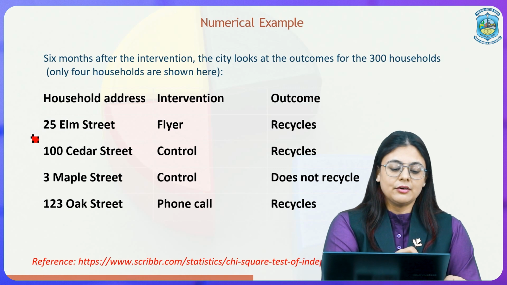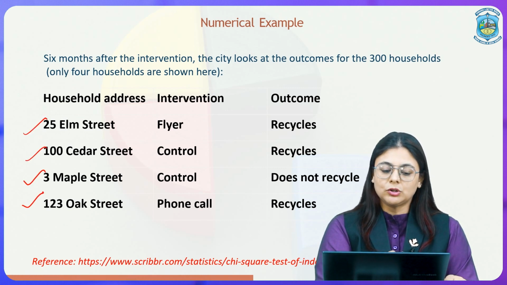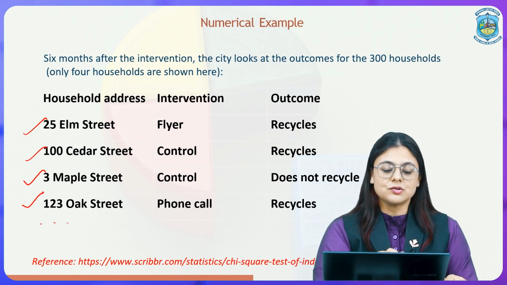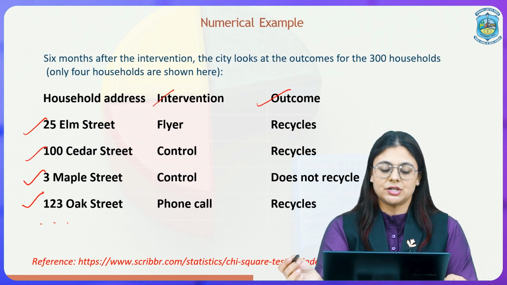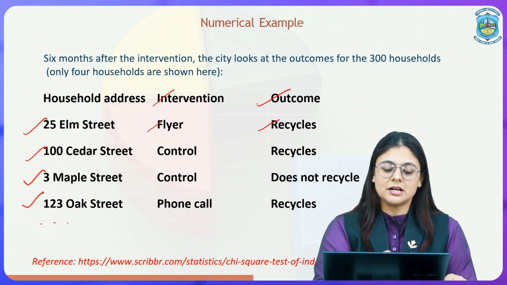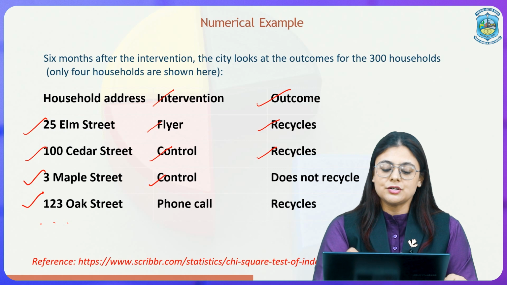Here only 4 households are mentioned. That means only 4 addresses, although we have a list of 300. So, just for the example, we have mentioned 4 households. The intervention type is mentioned here and the outcome is mentioned here. So, with the help of the intervention of flyer, they are recycling; control group, that means no intervention, then again recycle; again control group does not recycle; phone call and they also recycle.